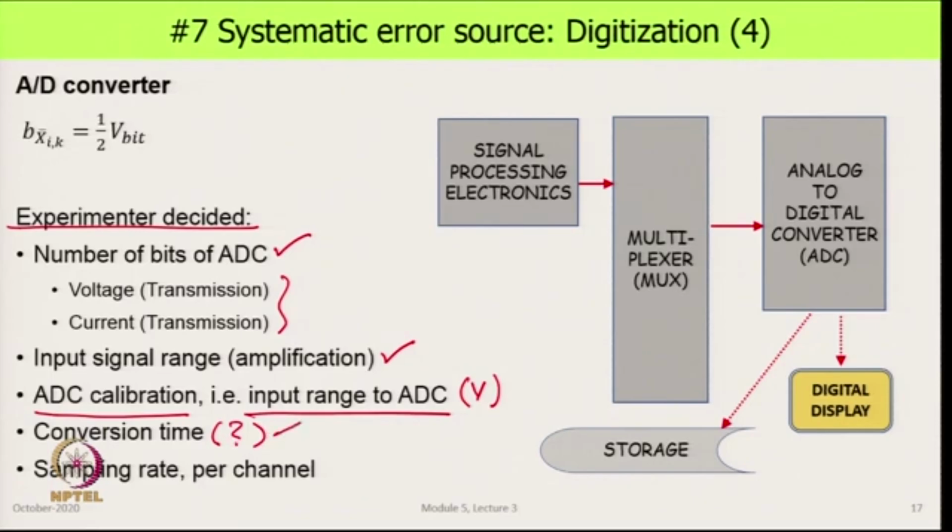Again, in the market you will find a range of converters. We have to decide what is good enough for us. We do not want a very high end one which is expensive, nor a very low end one which does not serve the purpose. And of course, what is the sampling rate, and this is sampling rate per channel.